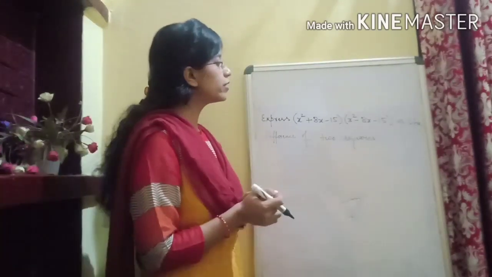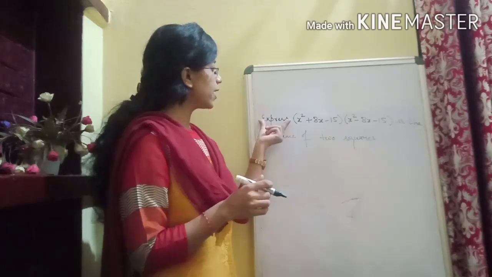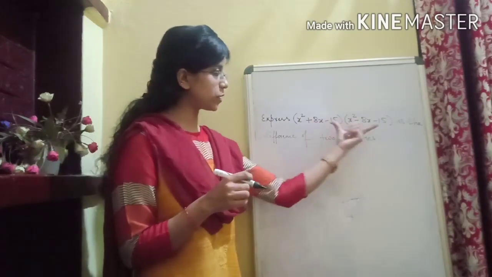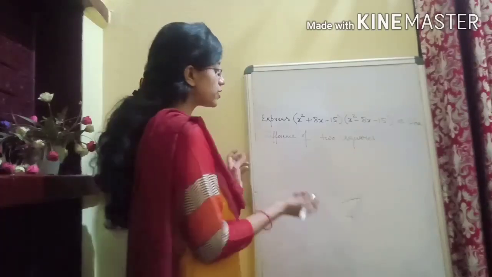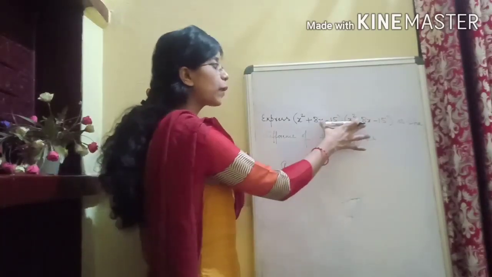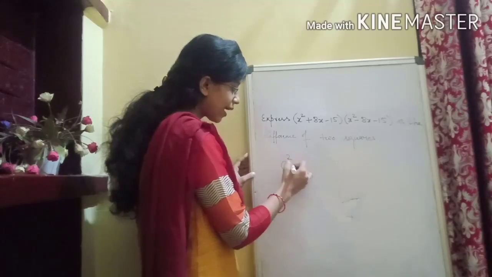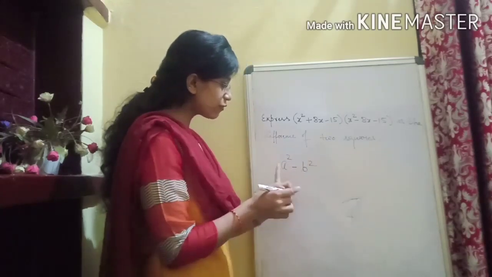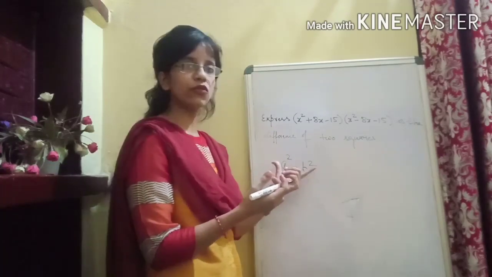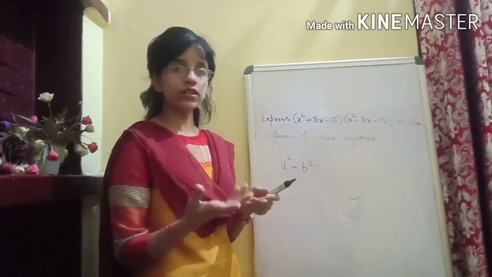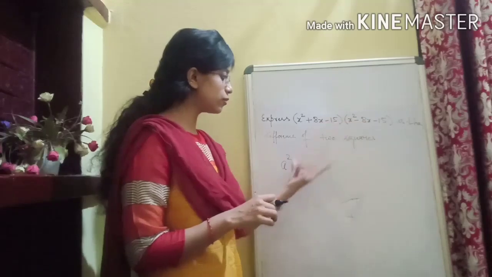Okay. So here we have our next question. It is saying express this given expression as the difference of two squares. They are asking you to express this expression as a difference of two squares, something like A square minus B square. This is what is known as the difference of two squares. They are actually asking you to express these terms like this.